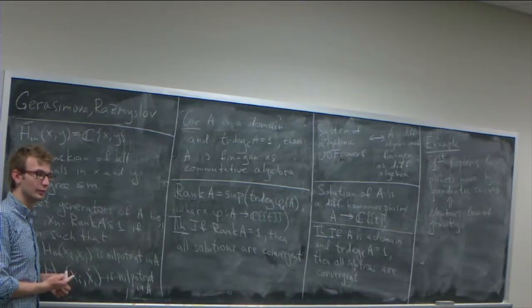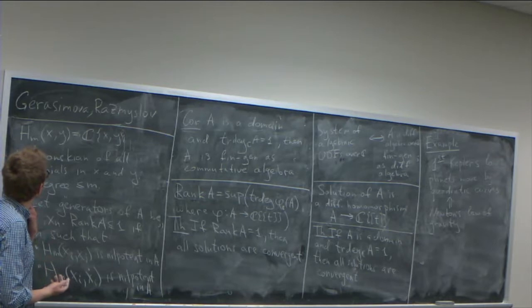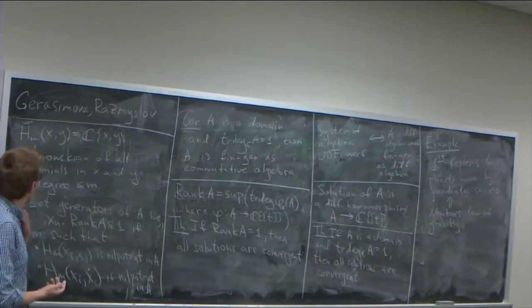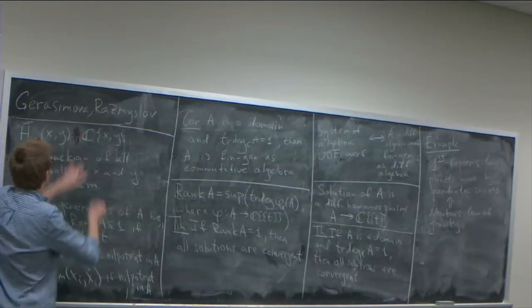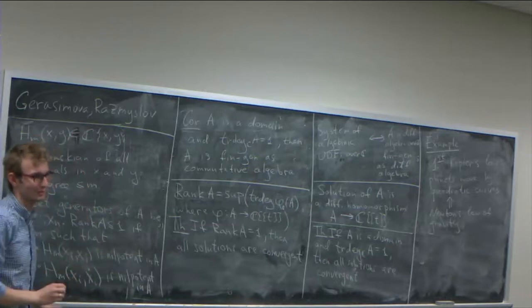Excuse me. When you write down up there x sub m, is that the differential polynomial ring over x, y? Oh, that's a typo, thank you. Okay, all right. Thank you.